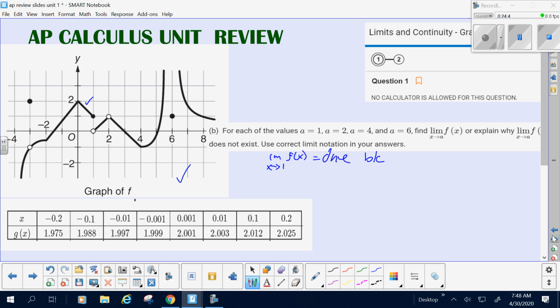They don't want you to say "because the left hand blah blah." Just use notation, because the limit as x approaches 1 from the left equals 1, and that's not equal to the limit as x approaches 1 from the right, which equals 0. That's what they're talking about when they're talking notation. Do you know how to write calculus? That's important, okay? That keeps me from having to write a paragraph. So that's what they're talking about when they refer to correct limit notation.